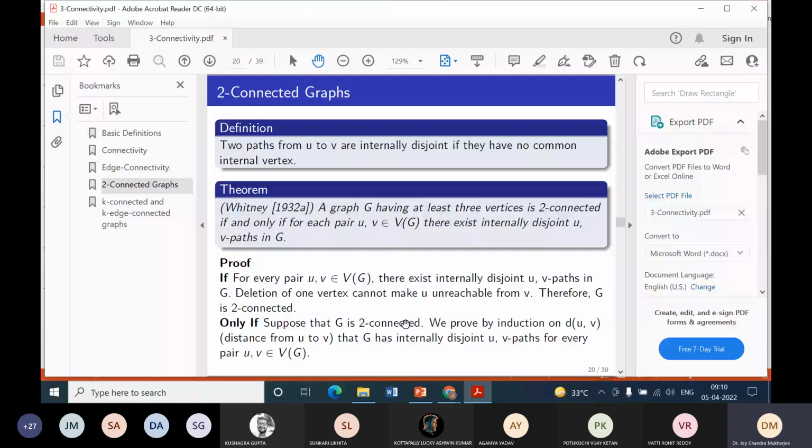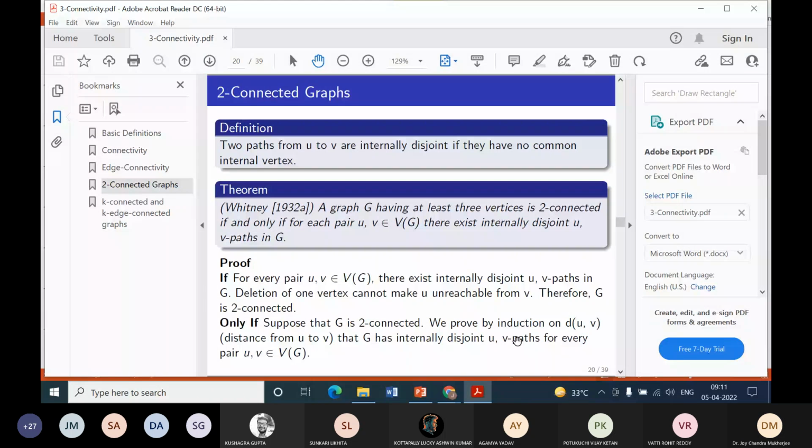The proof of the other direction is challenging. It says that suppose a graph is two connected, and we have to prove that we have at least two internally disjoint U-V paths for all pairs of vertices U, V. So suppose it is a two connected graph, and we take any two vertices U, V, and we prove by induction on d(U,V), that is the distance from U to V, that the graph G has internally disjoint U-V paths for every pair U, V of V(G). So our induction parameter is d(U,V).